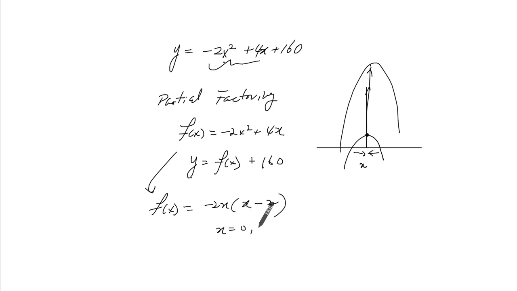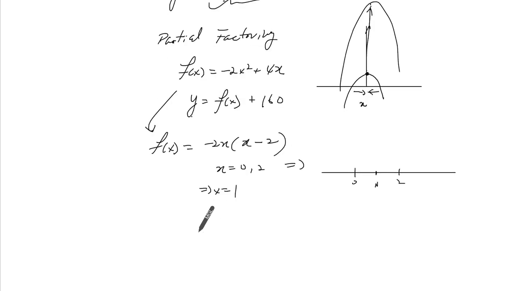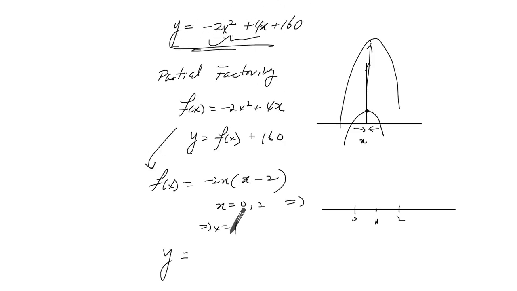So the roots occur at 0 and 2, which means the midpoint is 1. So x equals 1 is the x coordinate of the vertex. To find the y coordinate, all you have to do is plug 1 into the original equation. Then it will give you the height, the y location of the vertex of this original function.